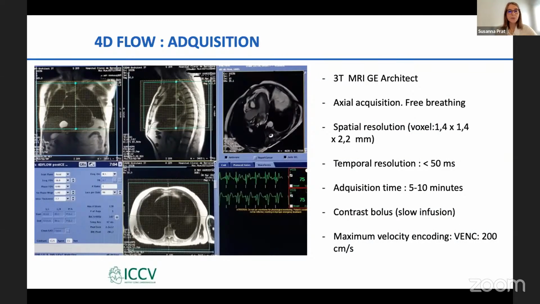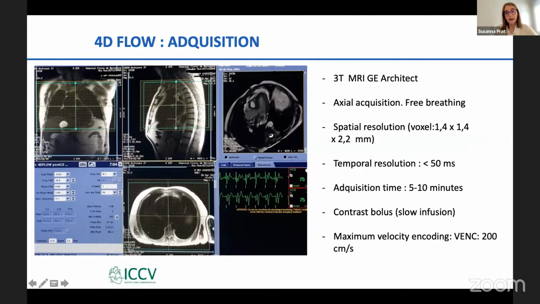But first, I need to establish some technical issues. How do we acquire this sequence? I will explain our experience with 4D flow. We use a 3 Tesla MRI scanner, and this is the screen that our technologists plan for our patients. Here we can see that we acquire a big volume of the thorax. We include a lot of vessels and structures. We use an axial acquisition, and our sequence is a free breathing sequence.